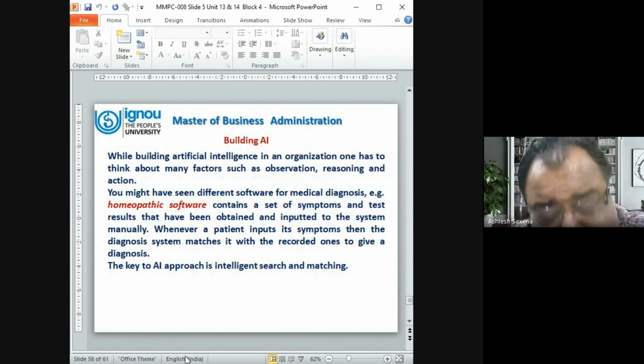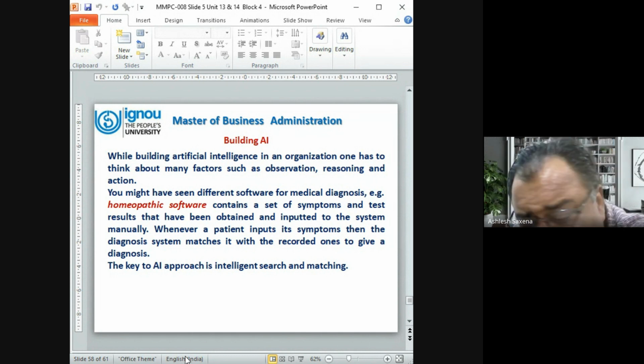Building AI. While building artificial intelligence in an organization, one has to think about many factors such as observation, reasoning, and action. You might have seen different softwares for medical diagnosis. For example, homeopathic software contains a set of symptoms and test results that have been obtained and inputted to the system manually. When a patient inputs his symptoms, the diagnosis system matches them with the recorded ones to give a diagnosis. The key to the artificial intelligence approach is intelligent search and matching.